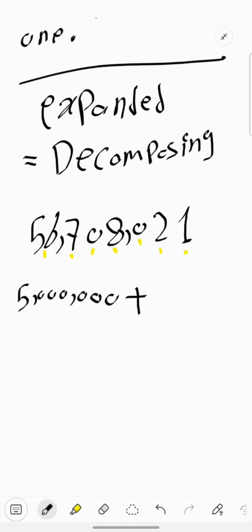Again, plus. Now we have 6, so we need to write 6. How many digits before 6? 1, 2, 3, 4, 5, 6. So 6 zeros.